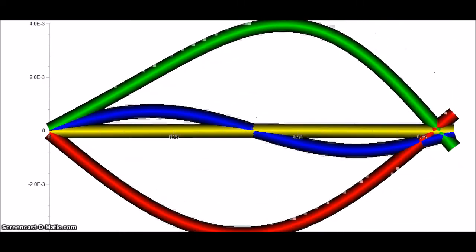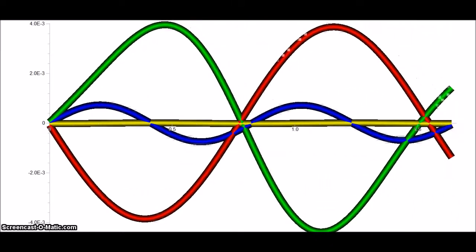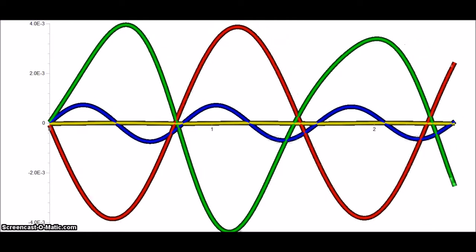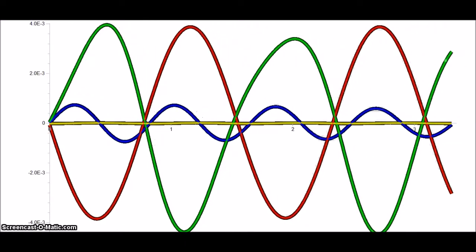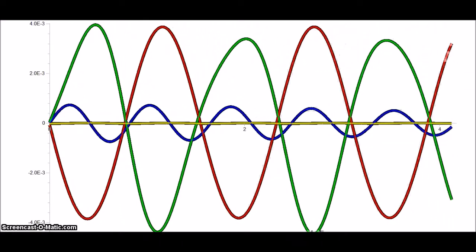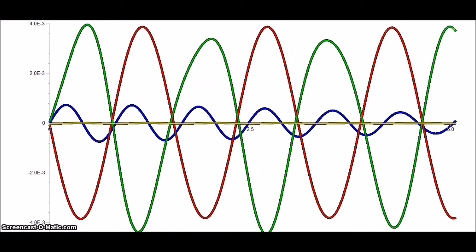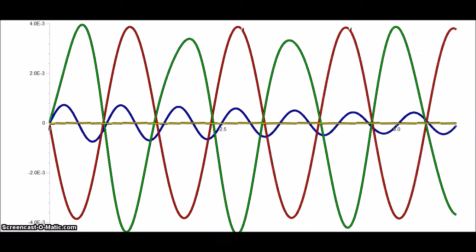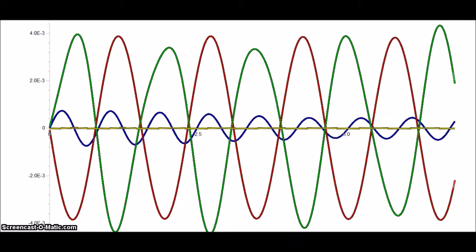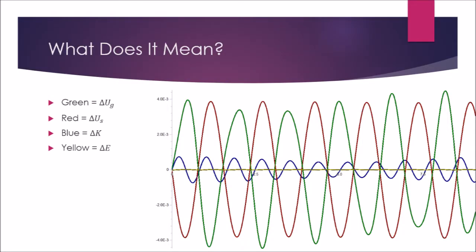be caused by drag. In the graph, the green line is gravitational potential, the red line is spring potential, and the blue is kinetic energy. As you can see, all of the lines add up to the yellow line, which represents delta E. Because there is no change in E, there is no work being done on the system, which means that the energy principle is satisfied and delta E remains 0.